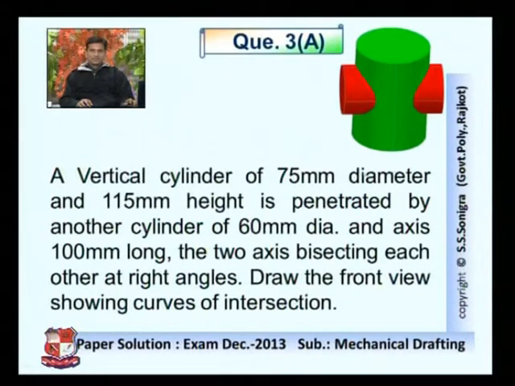So for that, this is the isometric drawing of the given case. The vertical cylinder has diameter 75 mm and 115 mm height, and it is penetrated by another cylinder of diameter 60 mm, as shown here with red color. So this cylinder penetrates this vertical cylinder. So how to draw this curve of intersection? Let us have a hands-on exercise for this case.